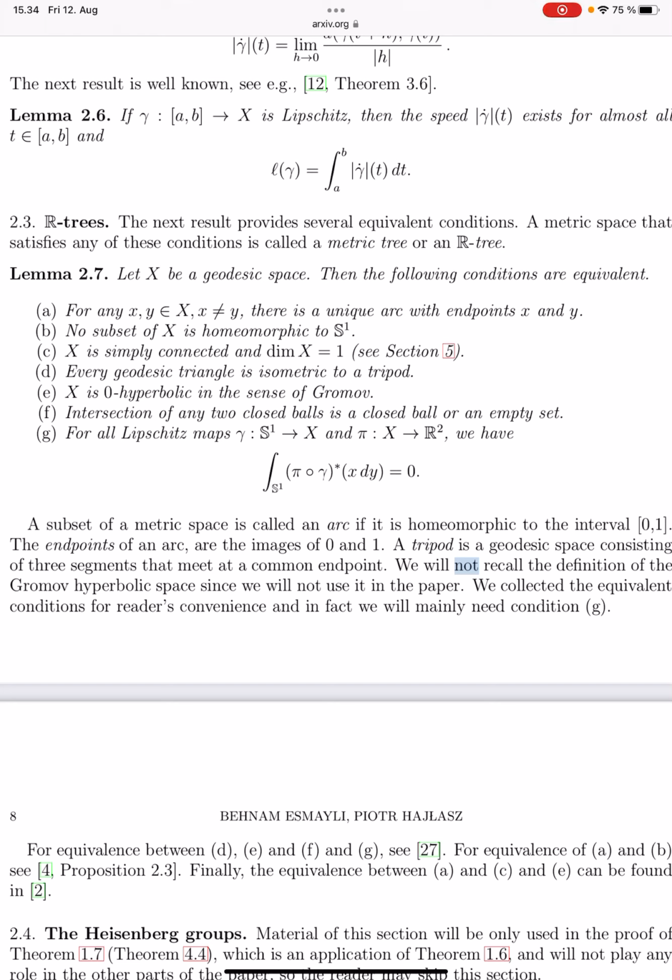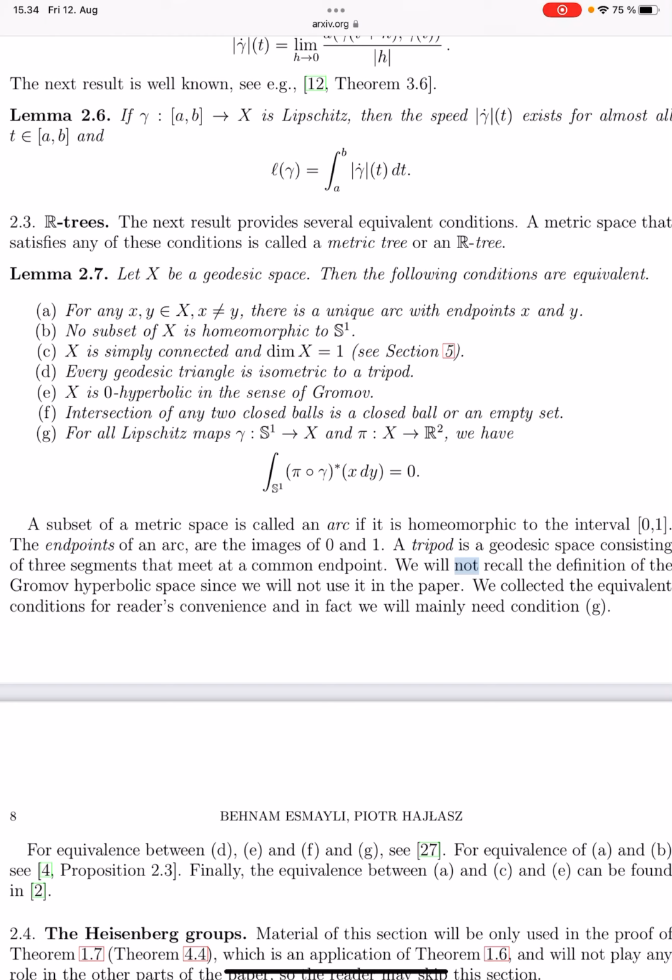Okay, actually there's the precise definition of arc right in the paragraph that follows. So an arc is a homeomorphic image of the unit interval. So it's just a continuous map from the unit interval into the space that is also injective. I think injective will be sufficient to say that the inverse is also continuous because [0,1] is a compact space. The second condition, which again is equivalent to the first, is that no subset of X is homeomorphic to S1.